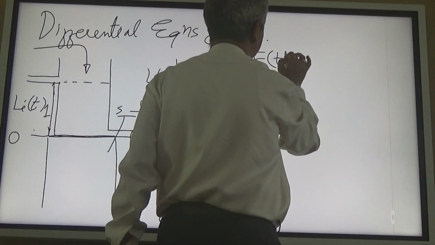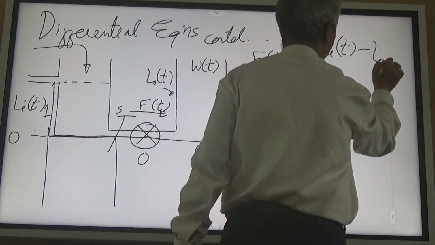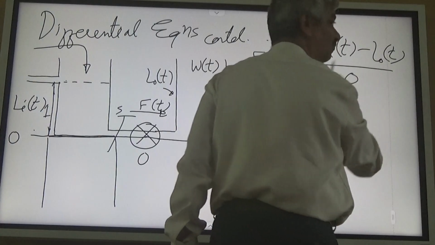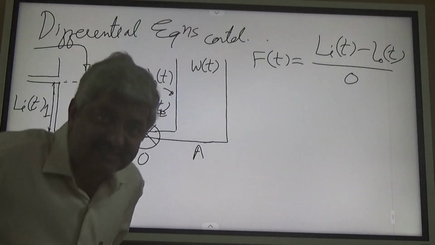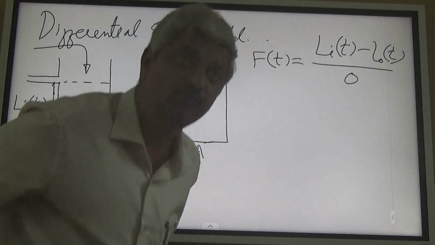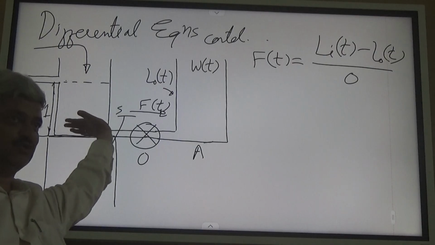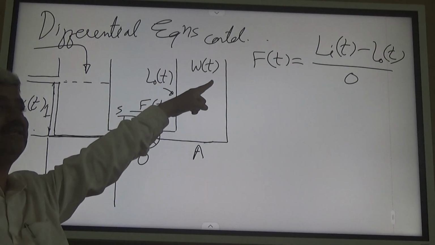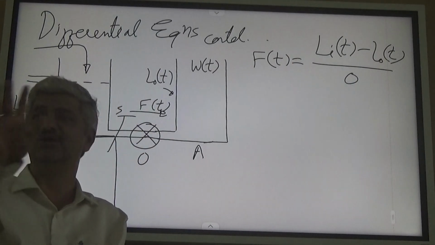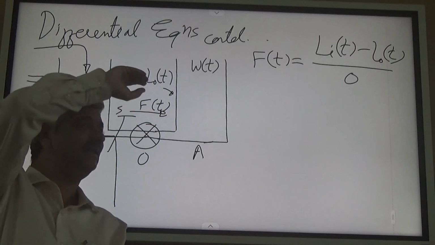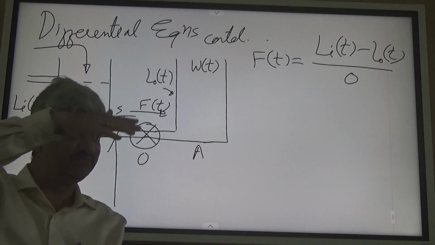So what is the equation for the valve? Ft was LNT minus LOT upon O, right? And in the first example with which we started, we said that this element is going to be constant, fixed. So we put in that equation LIT is equal to 1. Now LIT need not be constant. LIT will now change with respect to time.